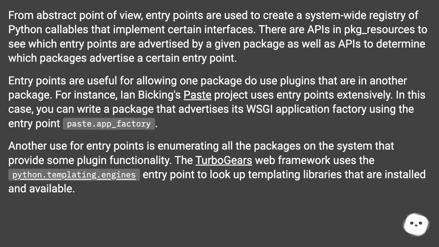In this case, you can write a package that advertises its WSGI application factory using the entry point paste.app_factory. Another use for entry points is enumerating all the packages on the system that provide some plugin functionality. The TurboGears web framework uses the python.templating.engines entry point to look up templating libraries that are installed and available.